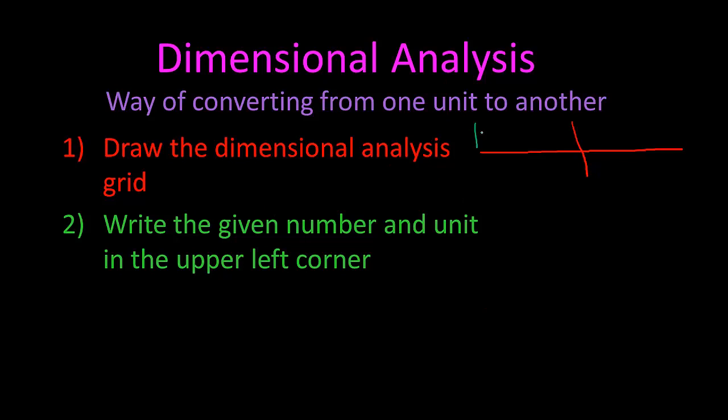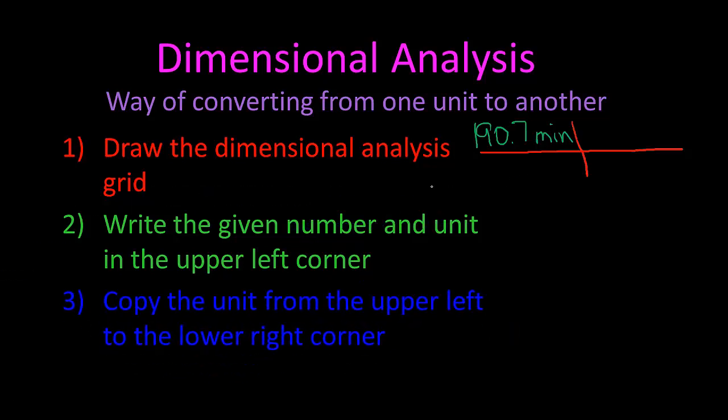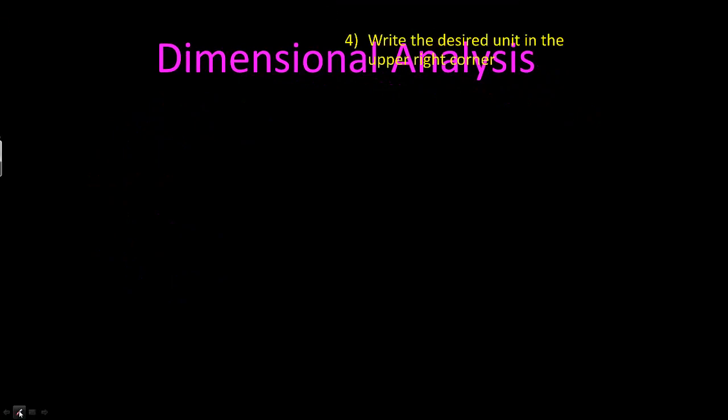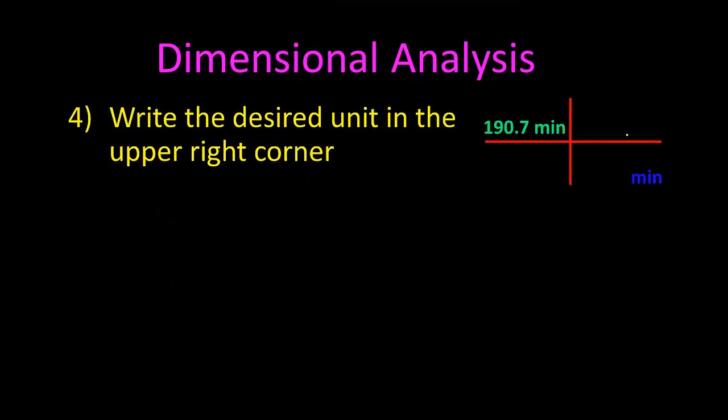So our given number is 190.7 minutes. Number and unit. Step 3, we're going to copy the unit from the upper left-hand corner to the lower right-hand corner. So the minutes will go down here. Step 4, write the desired unit in the upper right-hand corner. So we want to go to hours, so we're going to write hours up in the upper right-hand corner.